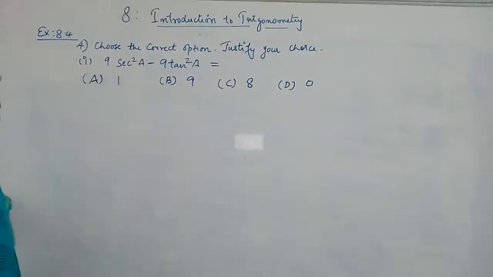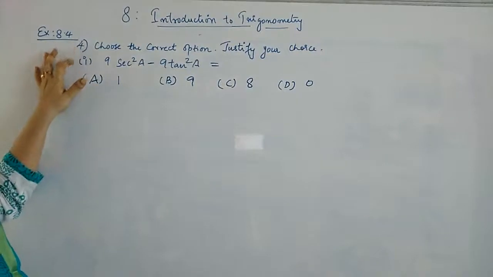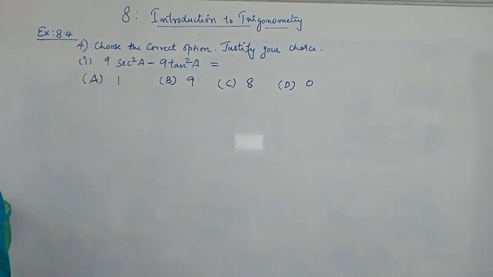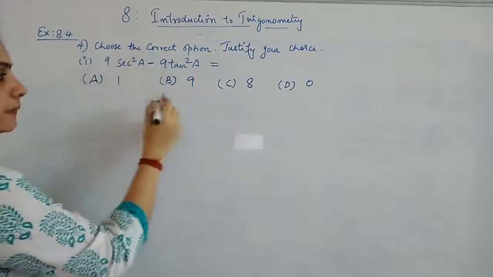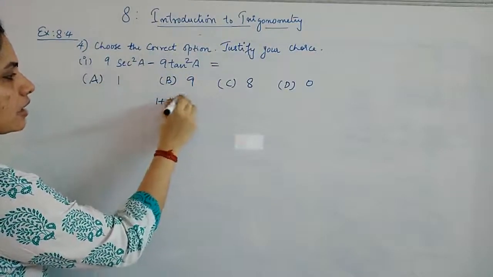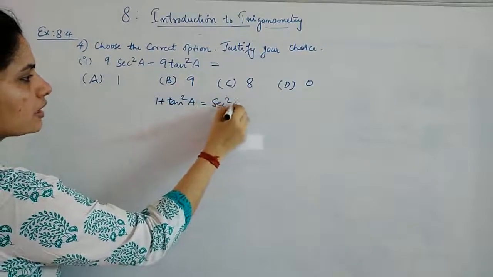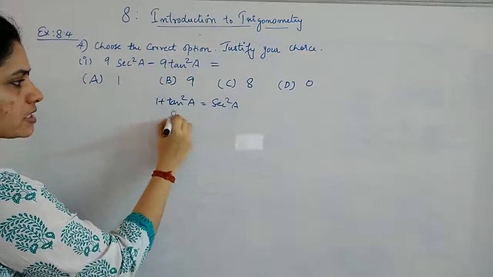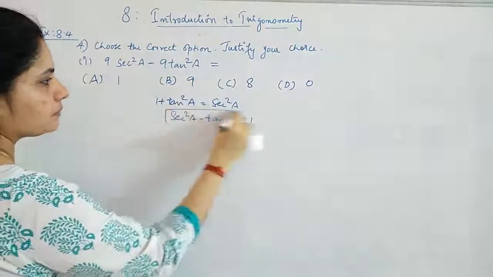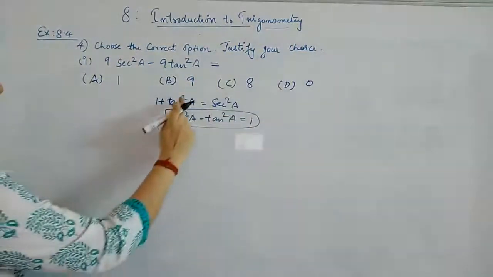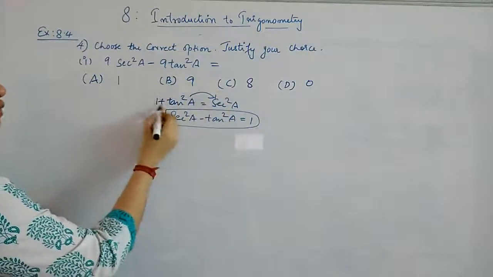Question number 4 is, choose the correct option, justify your choice. First question for your fourth one is 9 sec square A minus 9 tan square A is equal to what value? So for that, first we have to start with what is the relation connecting these two, that is sec and tan. You know that 1 plus tan square A is equal to sec square A, or sec square A minus tan square A will give you 1, right? Sec square A minus tan square A will give you 1.